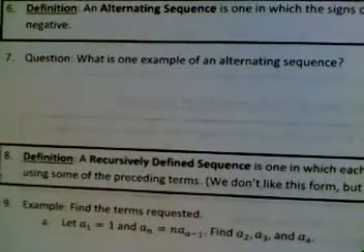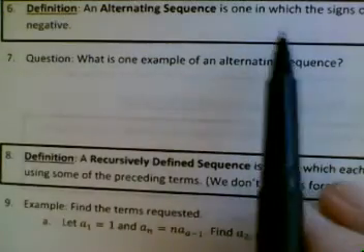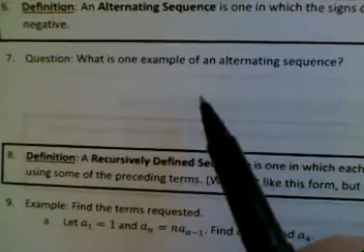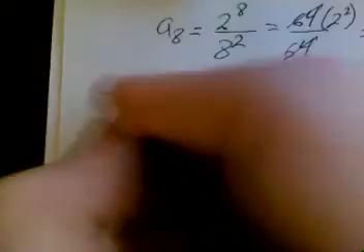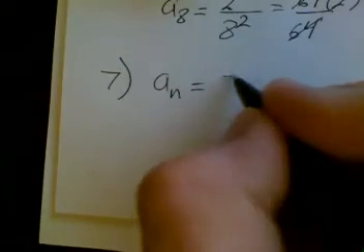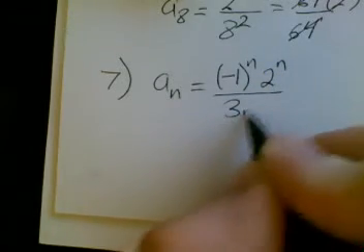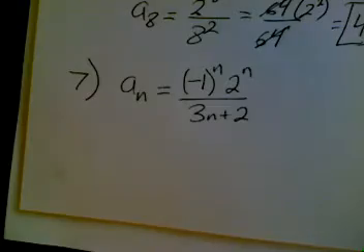Okay, let's actually continue moving. Alternating sequence. Okay, this is logically explained. An alternating sequence is one in which the signs of the terms alternate between positive and negative. So what is one example of an alternating series? Now, there's an example of this in your textbook. I'm going to give you one here. An alternating sequence will always be something that looks like, say, this. Okay, that would be an alternating sequence.